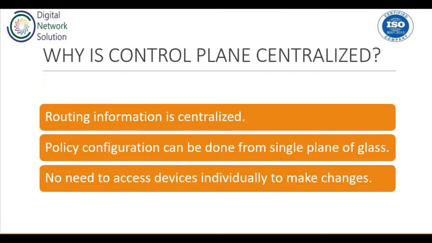Control plane is centralized. Routing information is centralized. Policy configuration can be done from single pane of glass. Let me give you an example. Suppose we have 10 devices in our network and we are to configure OSPF in our network environment. Then we have to log into each device individually and perform the OSPF configuration. Suppose if you want to make the changes, then we have to again log into those devices individually to make the changes. But if all those changes and configuration can be done from single plane, this is the advantage of software-defined networking that is utilized by Cisco SD-WAN.